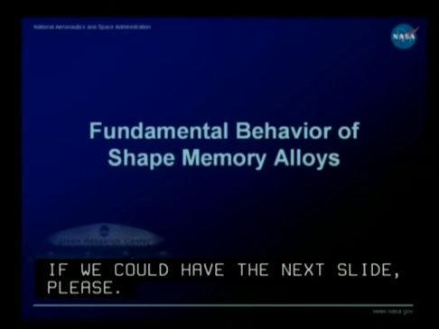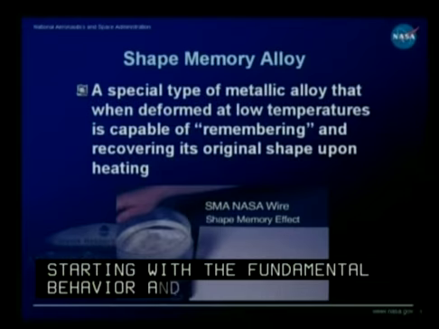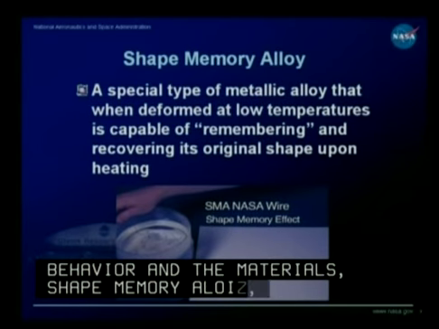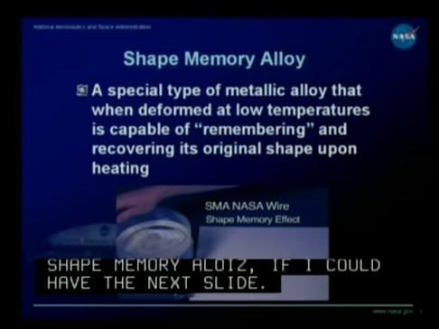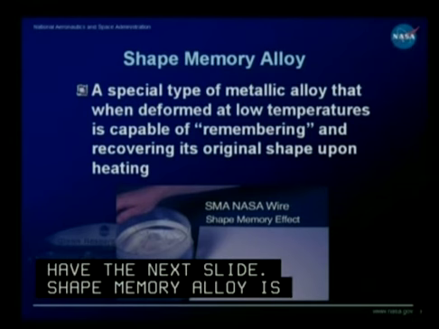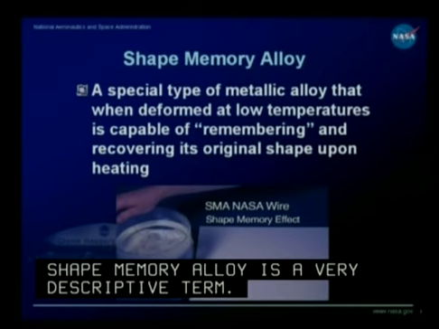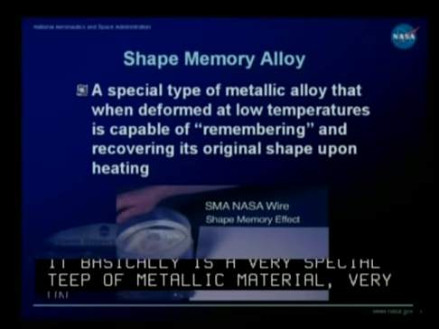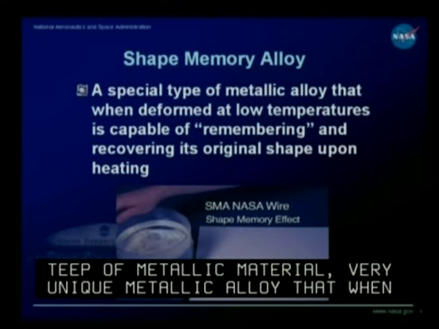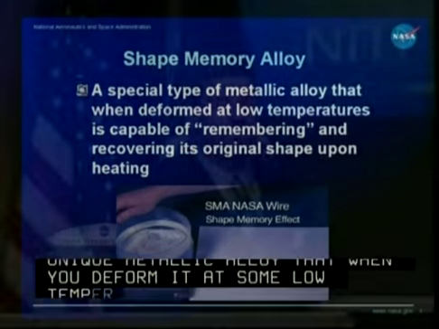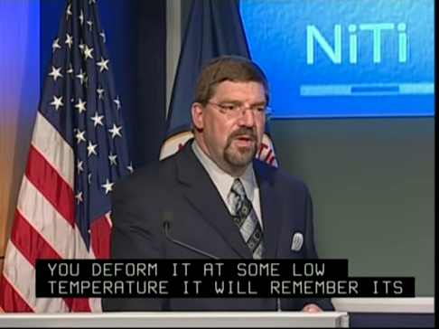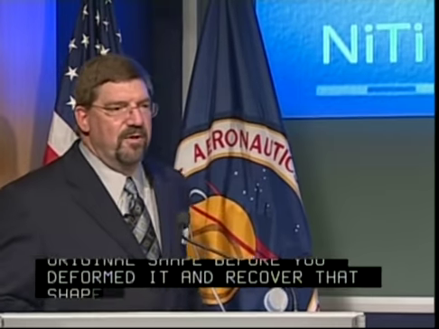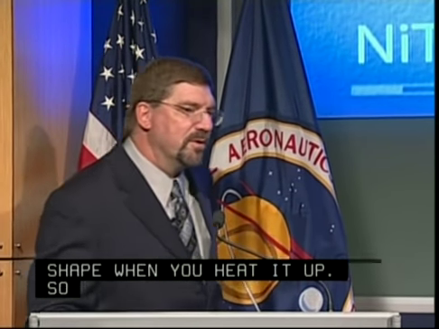Starting with the fundamental behavior of the materials, shape memory alloys, if I could have the next slide. What shape memory alloy is a very descriptive term. Basically, it's a very special type of a metallic material, a very unique metallic alloy, that when you deform it at some low temperature, it'll remember its original shape before you deformed it, and then it'll actually recover that shape when you heat it up. So if that's not descriptive enough, if you could run the first sequence for me, please.